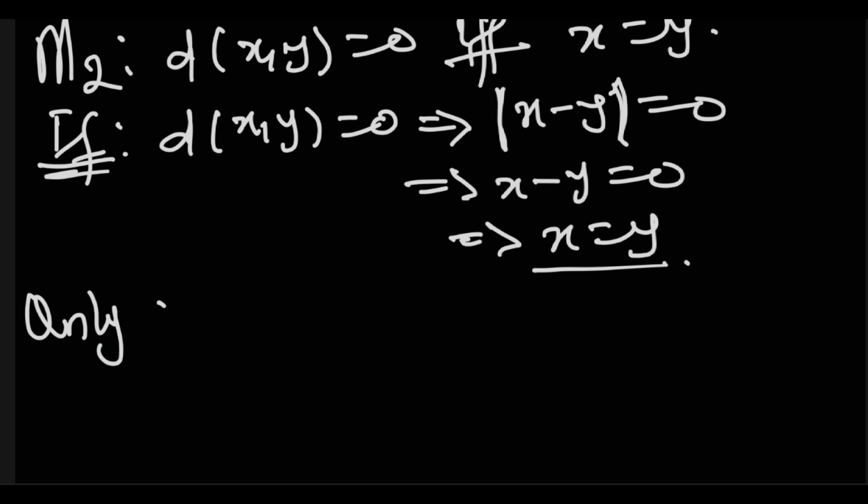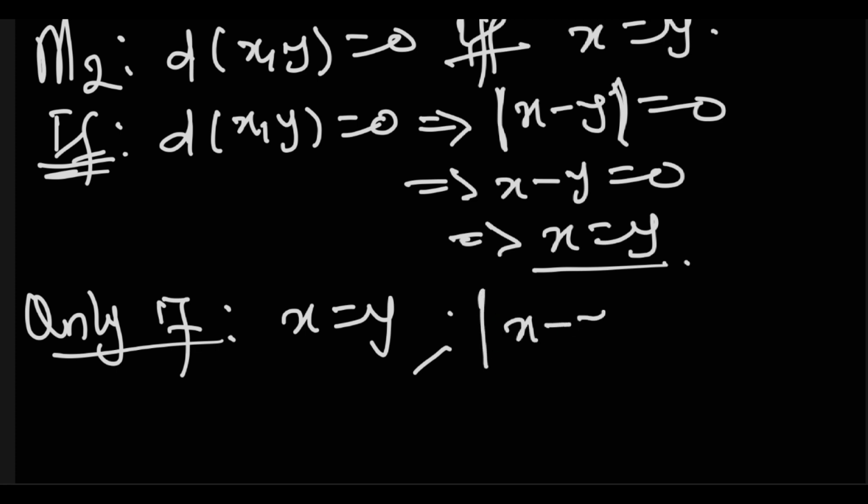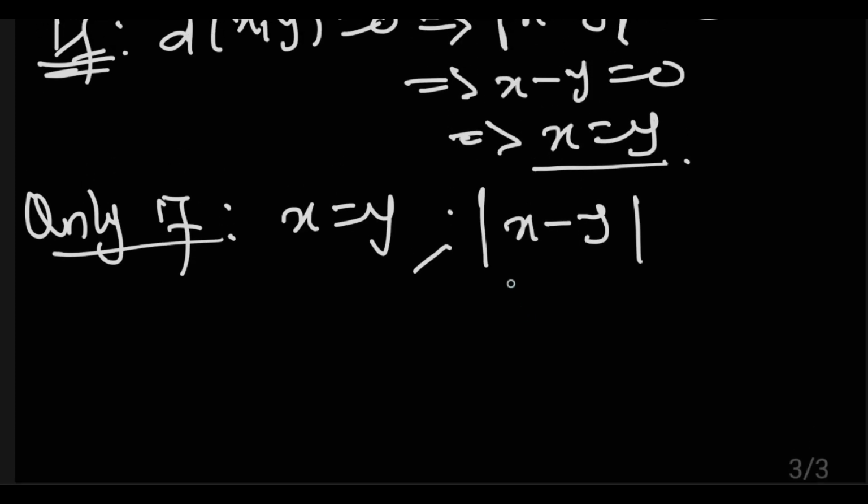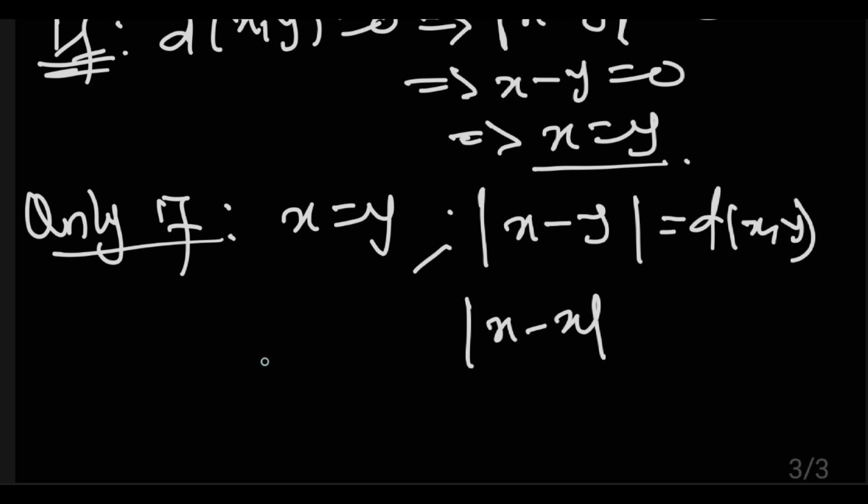Now the only if part, which is the other way. If we have x equals y, then we have x minus y. Substituting x equals y, you have x minus x, and this is d(x,y). So d(x,y) equals 0. We've shown that this is equal to 0 if and only if x equals y.